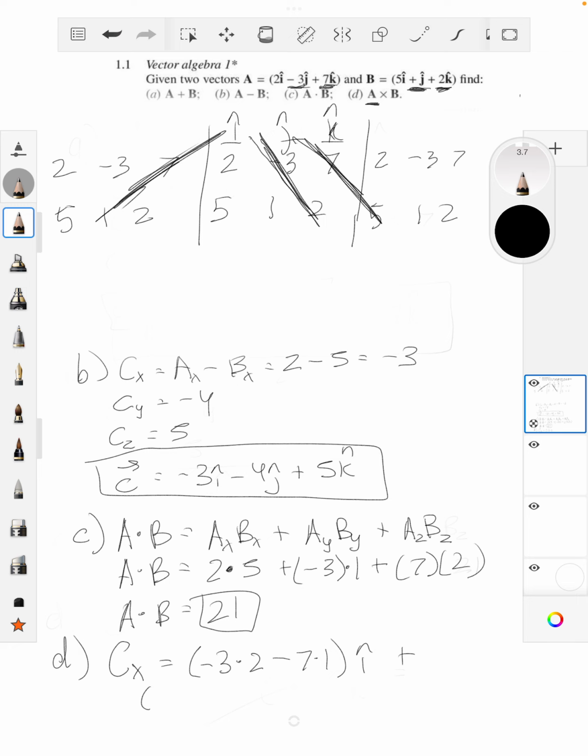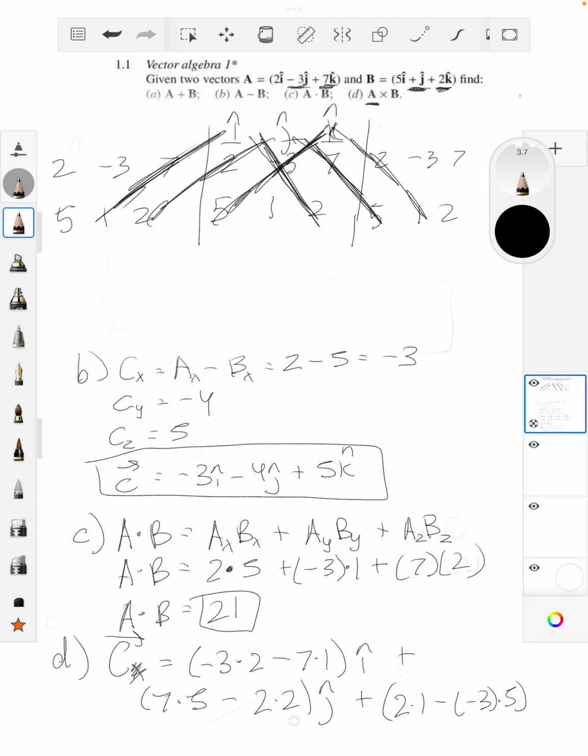And then for our j hat part, we multiply 7 and 5. We subtract 2 times 2. So yeah, I'm just going to call this vector C, and we can add all of our components right over here. So we have 7 times 5 minus 2 times 2. And k hat is just 2 times 1, as we can see over here, subtracted by 5 times negative 3. So 2 times 1 minus negative 3 times 5.